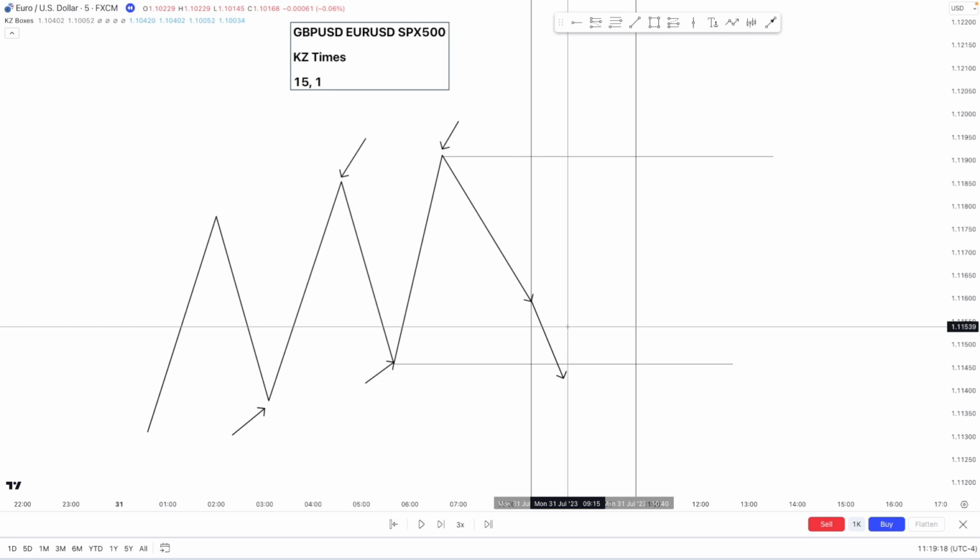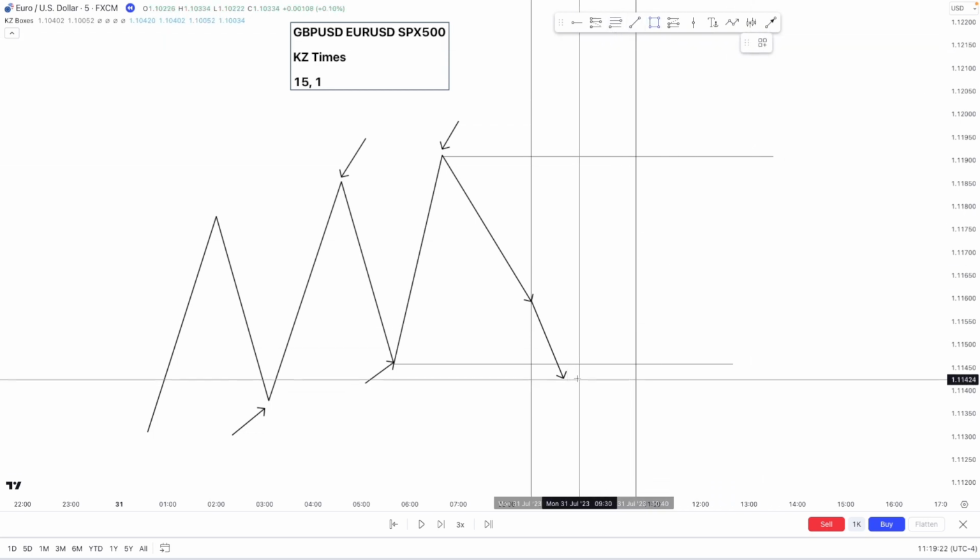And again, it's completely different to anything you've seen on YouTube before. So what we're going to look for is going to go down to the 1-minute time frame and then wait for a bullish engulfment candle. However, there are rules to this.